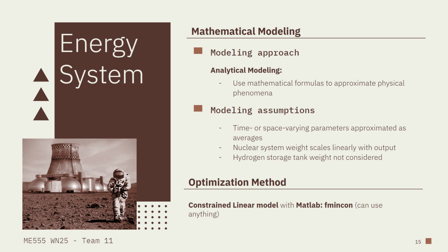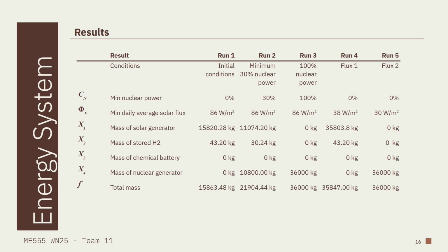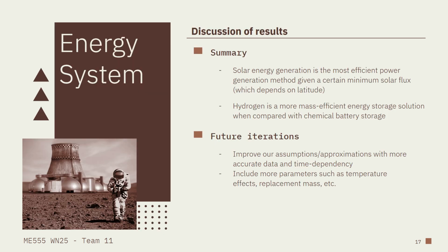For our optimization method, we used the gradient descent algorithm fmincon. Though a linear programming algorithm would have been better for this application, we plan on adding nonlinearities in future iterations. Here are the results from 5 separate runs with varying design parameters, including specifying minimum power contributions and varying solar flux values. To summarize these results, solar energy generation is the most efficient power generation method given a certain minimum solar flux, which depends on latitude.